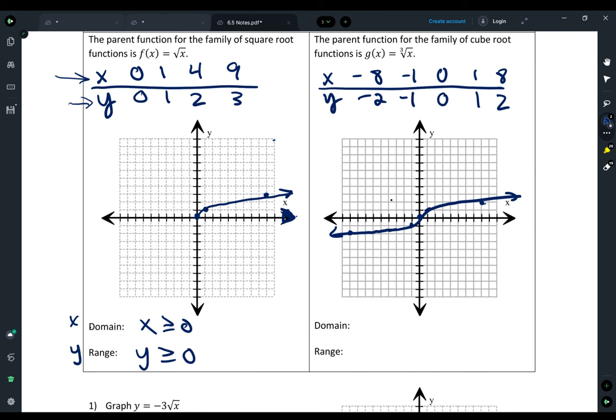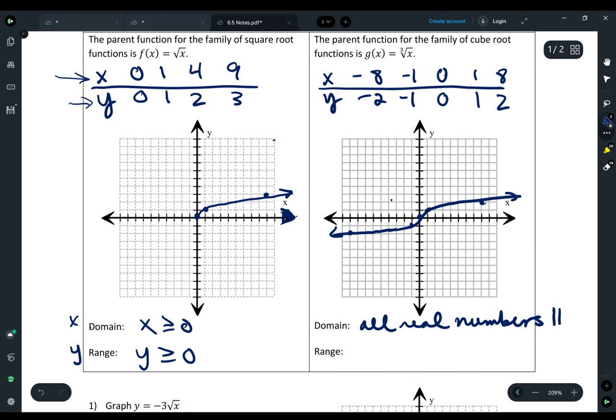On the next one, when I'm looking at my table, I have negative numbers, I have 0, I have positive numbers, which means my domain is all real numbers. And I can write that also with that fancy R, and I can tell all real numbers by looking at my graph. I have stuff over here where x is negative, I have 0, I have stuff over here with x being positive.